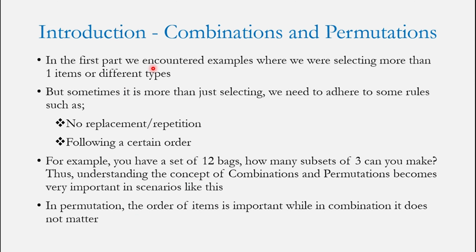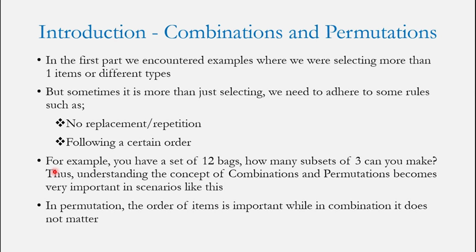We also had some examples in the first series where we were selecting items, and I felt it is very important to discuss another important concept known as combinations and permutations. Sometimes it's more than just selecting, and you may need to adhere to some rules. For example, you are told to select without replacement or repetition, or you're supposed to follow a certain order. So how do you compute that?